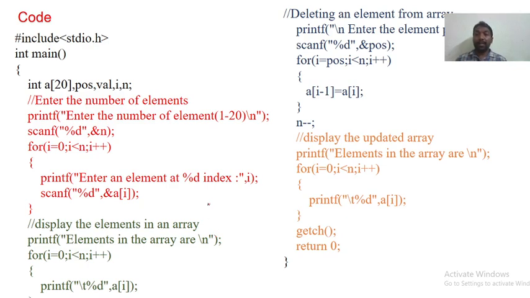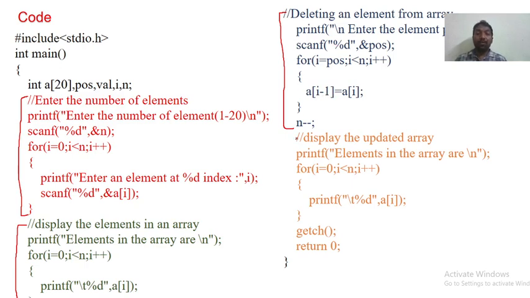To help you understand the code easily, I have made it in different colors. The red code is to read the elements into an array, and the green code is to display the elements in the array. The blue code is the logic I wrote for removing an element from an array. After removing the element, the remaining values are shifted one after the other to the left side. The logic is given in this code.